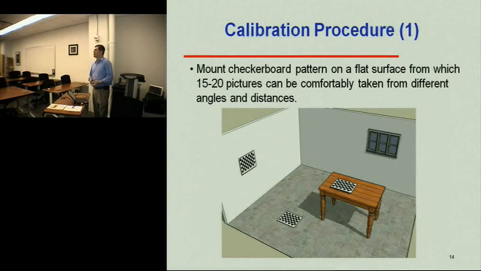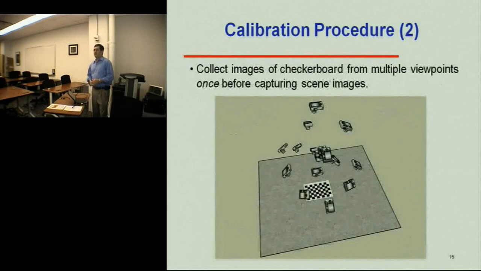We basically want to mount a checkerboard pattern, some test pattern, on a flat surface. And here you see 3 examples of different places you could mount the checkerboard, either on the wall, the floor, or a table. And then from that mounted checkerboard image, you would take about a dozen or so pictures from different angles and distances. This figure shows various different places you might want to consider taking pictures of that checkerboard pattern. You can see that they are scattered around different positions and distances.